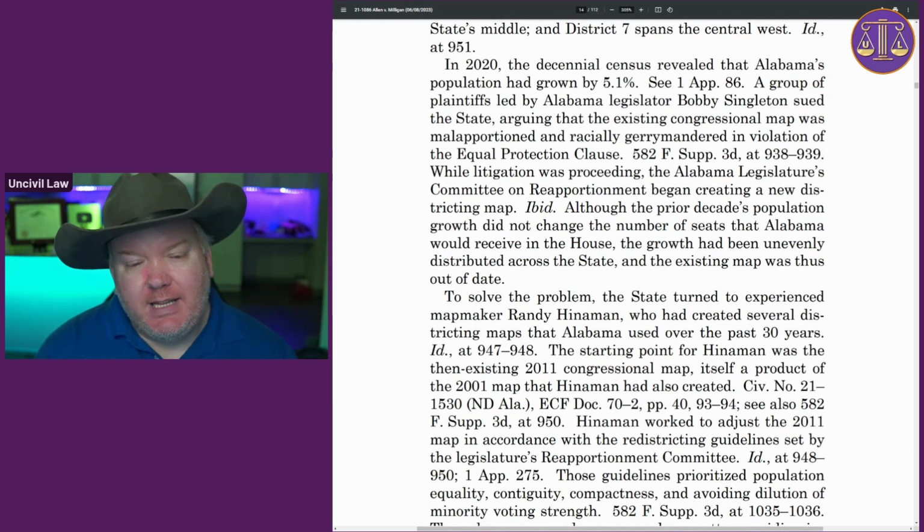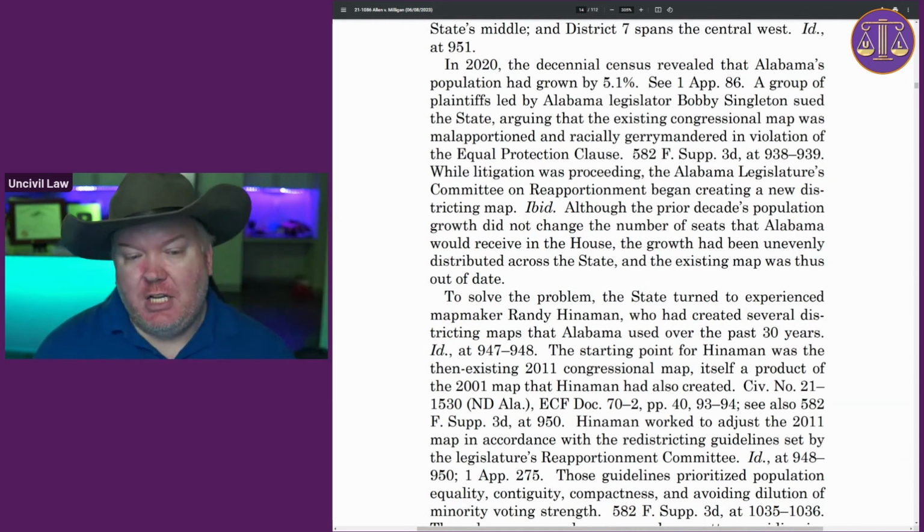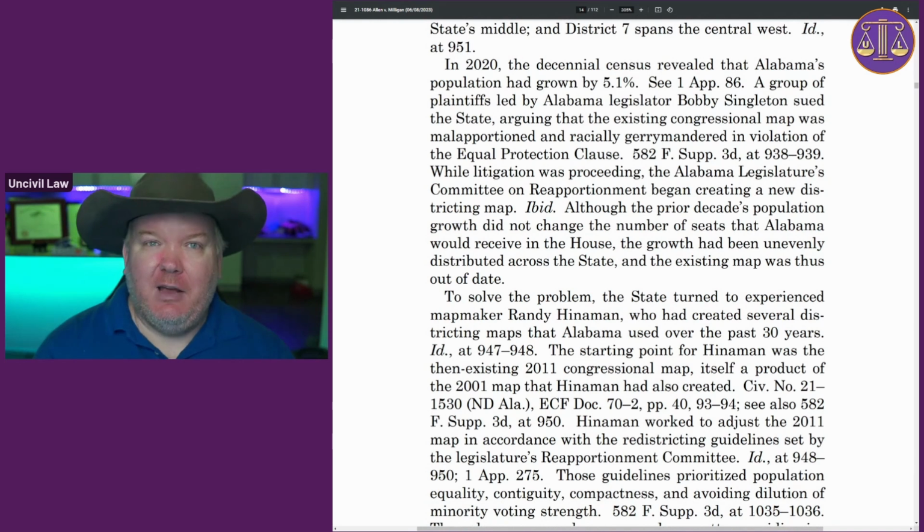While litigation was proceeding, the Alabama legislature on reapportionment began to create a new districting map. Although the prior decade's population did not change the number of seats, the growth had been unevenly distributed. Yeah, I mean, I would think you'd have to do it in any event. Again, even if the population literally was exactly the same, it's probably not true that everyone is exactly where they were 10 years before. So you probably have to redraw the lines in any case, I would imagine.